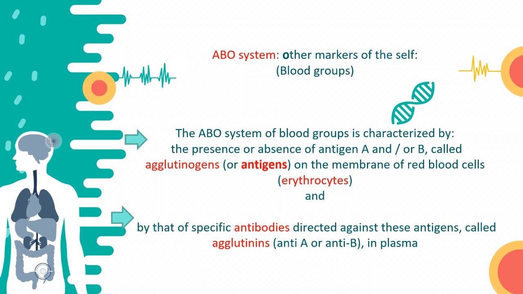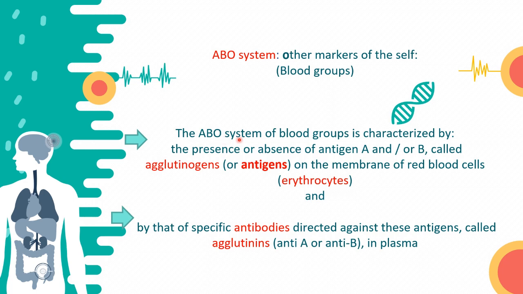The ABO system is another marker of the self. So it's another self marker. Do you still remember the first self marker that we talked about last time? Yes, it's the HLA system. So the first self marker is the HLA system, and the second is the ABO system.